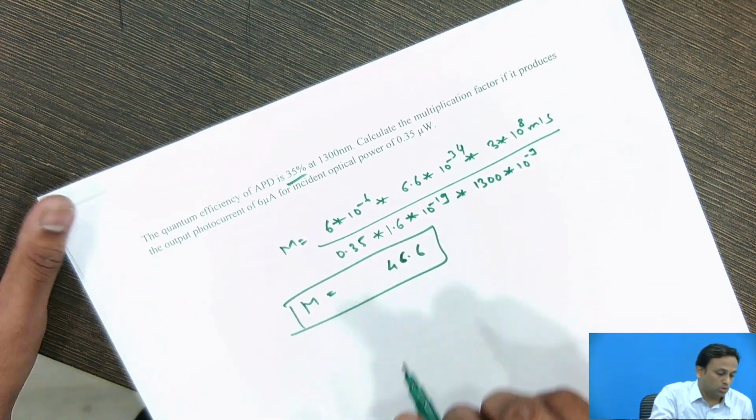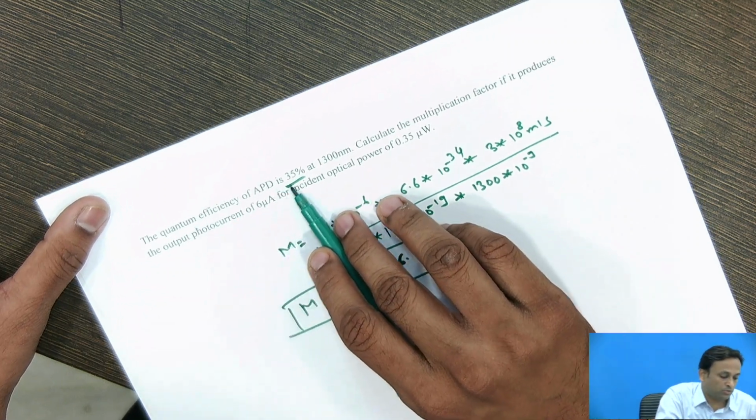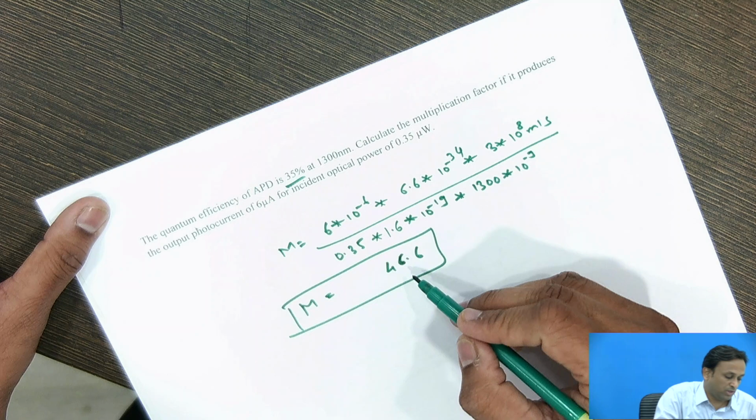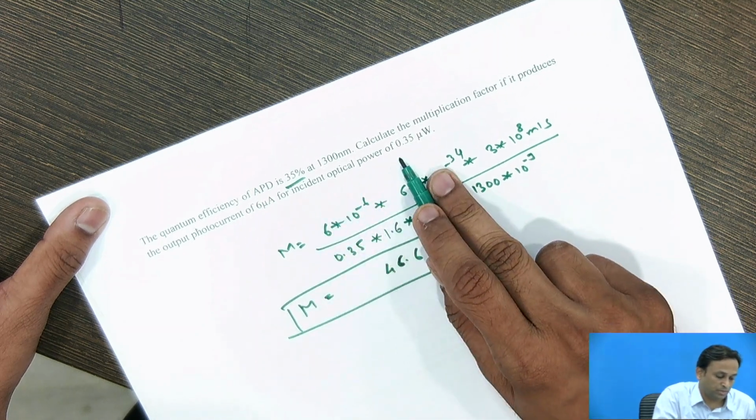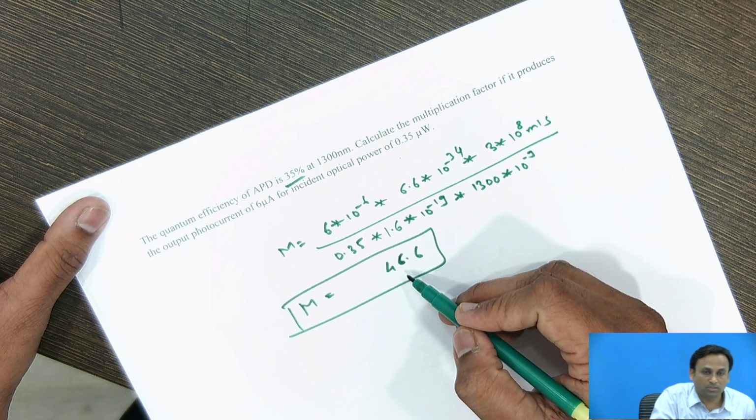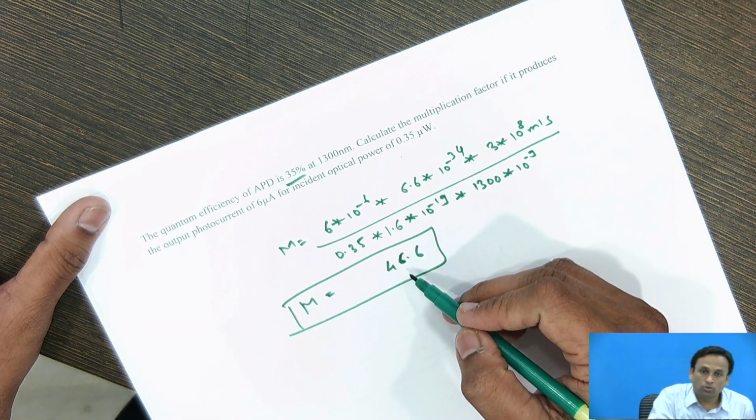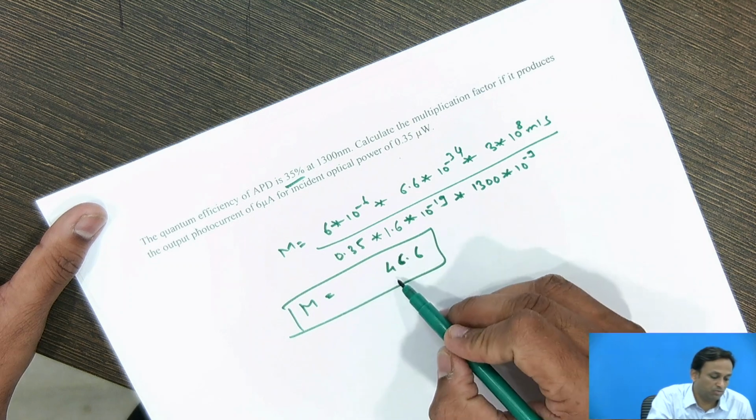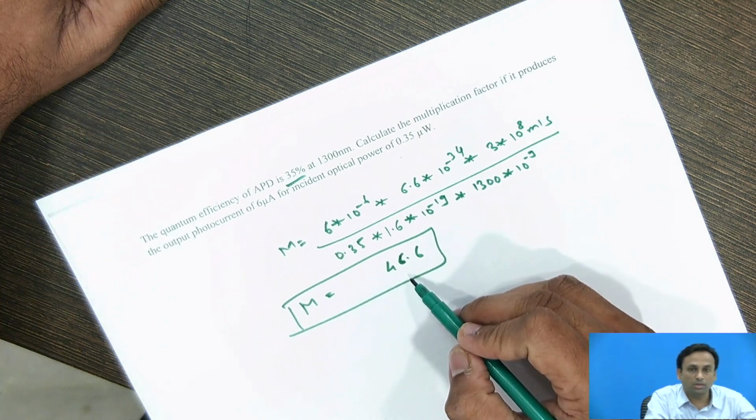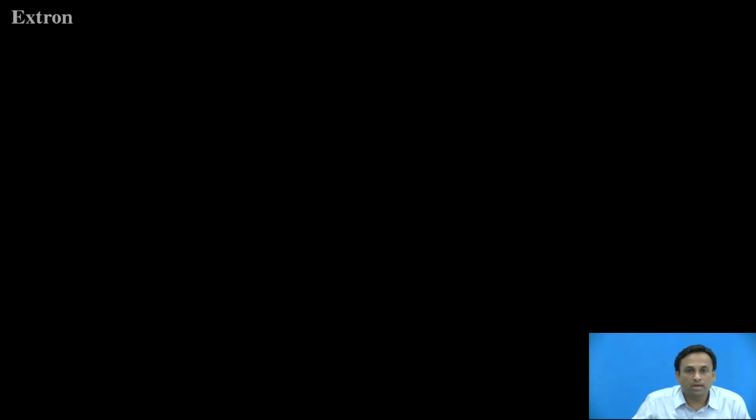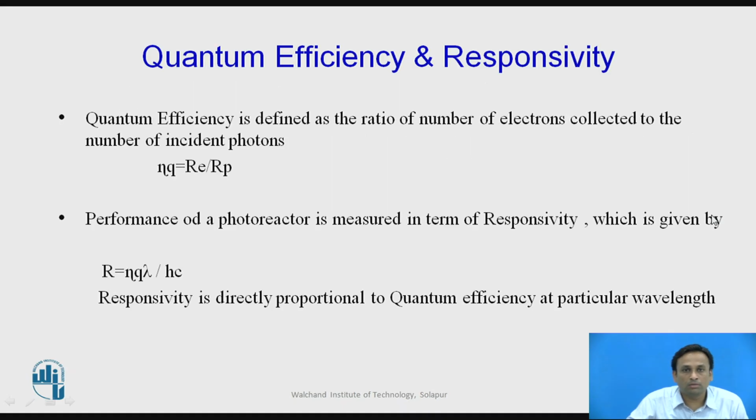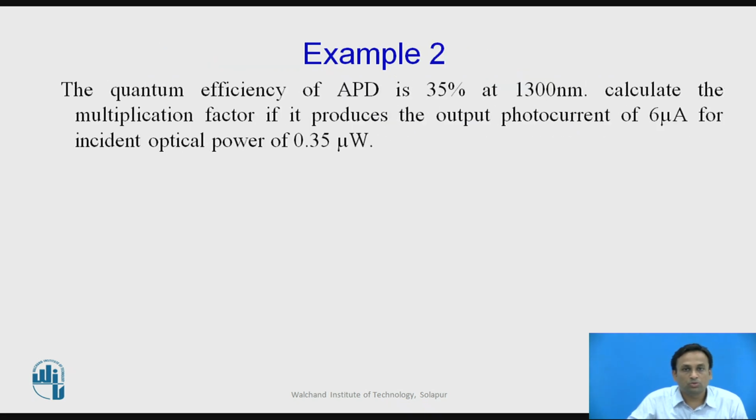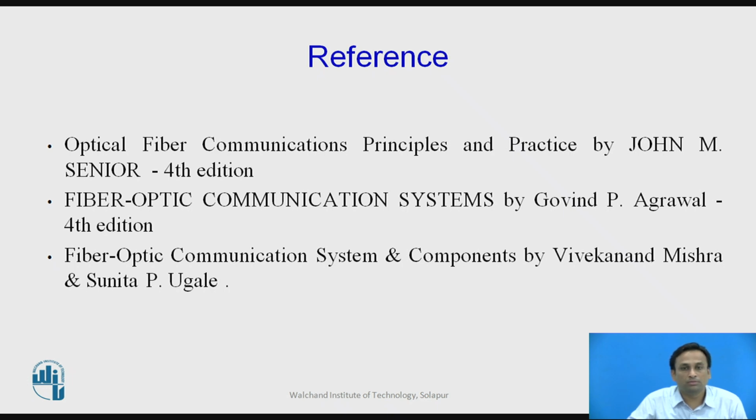So if you see the quantum efficiency of the avalanche photodiode as 35%, the multiplication produces the output current for the incident power. The multiplication factor is 46.6. If you use a PIN diode, you will require much more optical power or material. If you make use of the avalanche photodiode principle, your multiplication factor will be 46.6. By this we can understand the quantum efficiency and the responsivity of an optical detector. These are my references. Thank you.